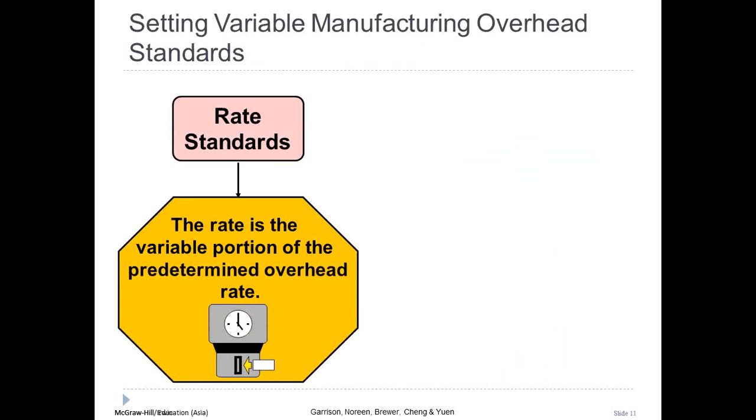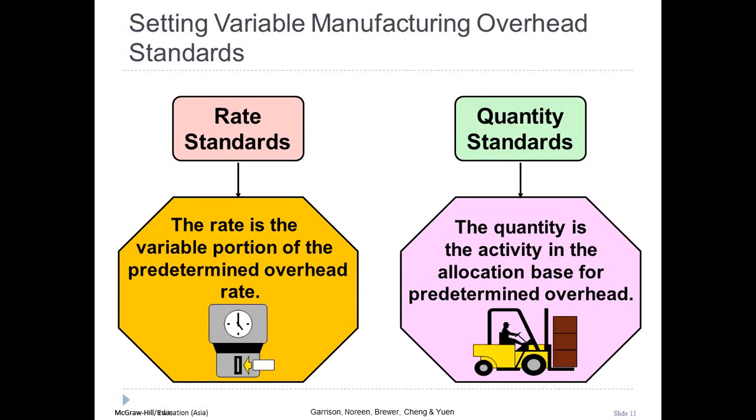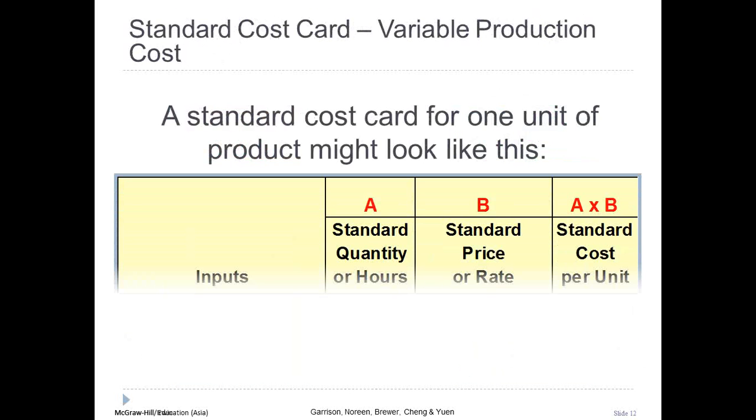The price standard for variable manufacturing overhead comes from the variable portion of the predetermined overhead rate. The quantity standard for variable manufacturing overhead is expressed in either direct labor hours or machine hours, depending on which is used as the allocation base in the predetermined overhead rate. The standard cost card is a detailed listing of the standard amounts of direct materials, direct labor, and variable overhead inputs that should go into a unit of product, multiplied by the standard price or rate that has been set for each unit.